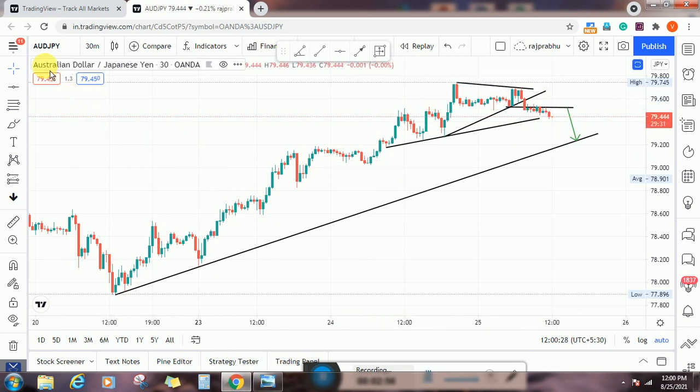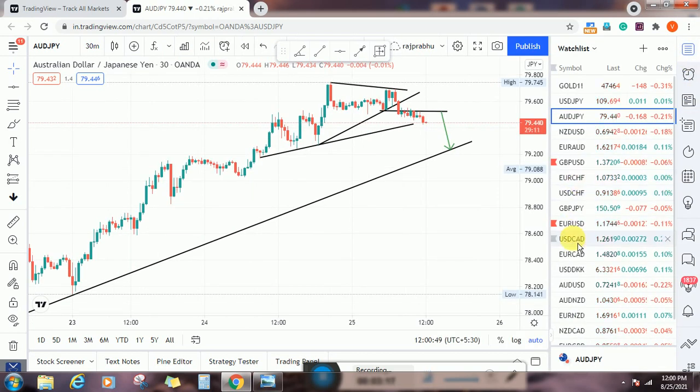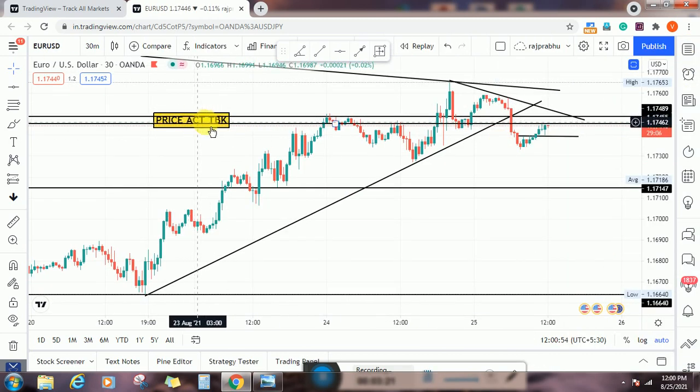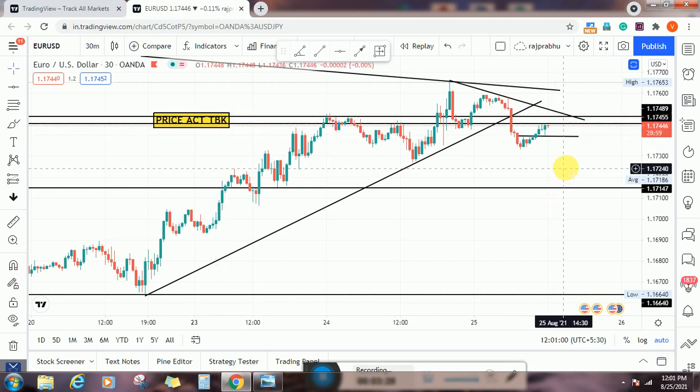This is the AUD JPY 30 minutes chart. I am going to show you a blank chart in the price action method. See, this is a pure price action method technique, very simple. And then I am going to EUR USD. See here, EUR USD, and I am going to change the chart. See, price action trend breakout. That is why I am calling this TBK, the trend breakout method.